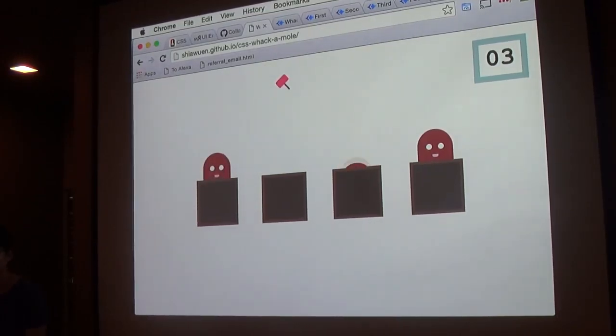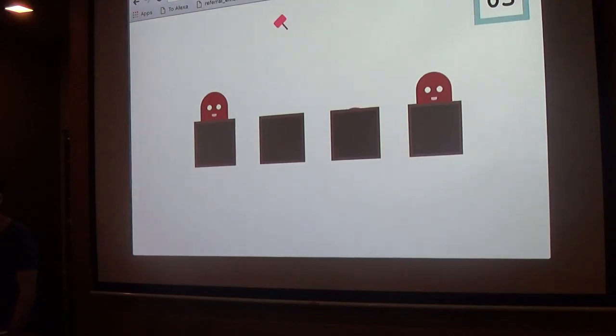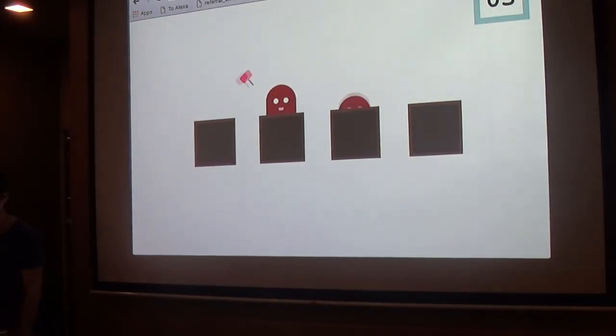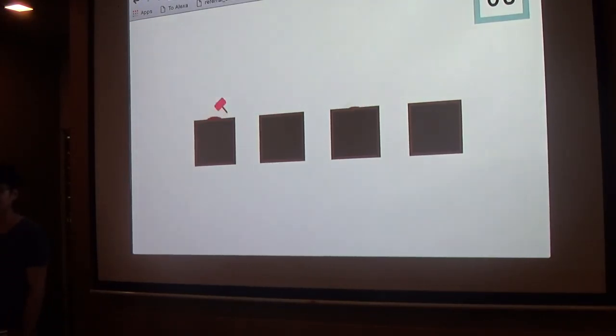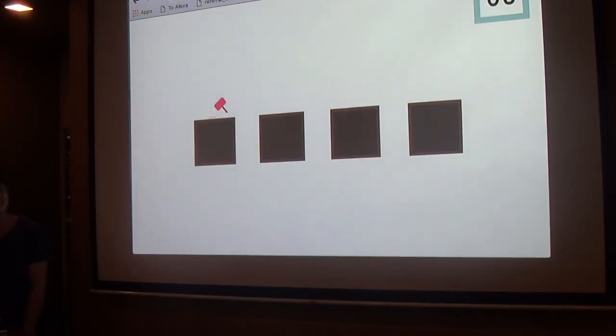So there's 10 moles on each box. Basically, you just do it on one box until it won't come out anymore, then you just move on. Else, it's pretty hard to hit. I added a hit target just now so that it's easier to click. Yeah, and that's it. Any questions?